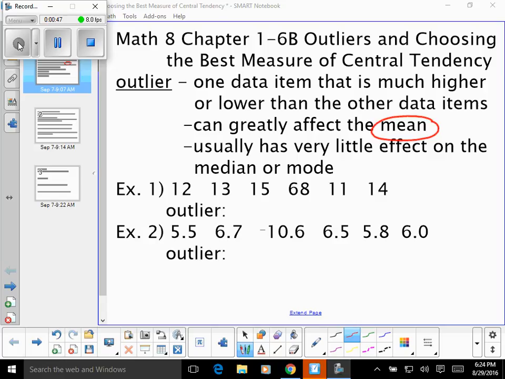If we look at example 1, we have items of 12, 13, 15, 68, 11, and 14. The outlier in this particular instance is 68. Look at example 2. If you want to, hit pause and write down what you think is the outlier. Yes, the outlier is negative 10.6.